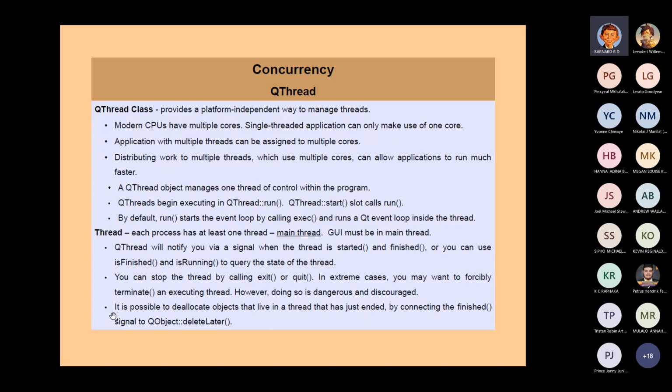And then a very useful aspect of it, and I'll be showing you a coded example shortly. It is possible to deallocate objects that live in a thread that has just ended by connecting its finished signal to the QObject deleteLater slot, and that handles calling delete on your pointers. So if you connect your thread's finished signal to the QObject deleteLater slot, the pointer aspect will be handled for you, and I'll show you an example of that shortly.